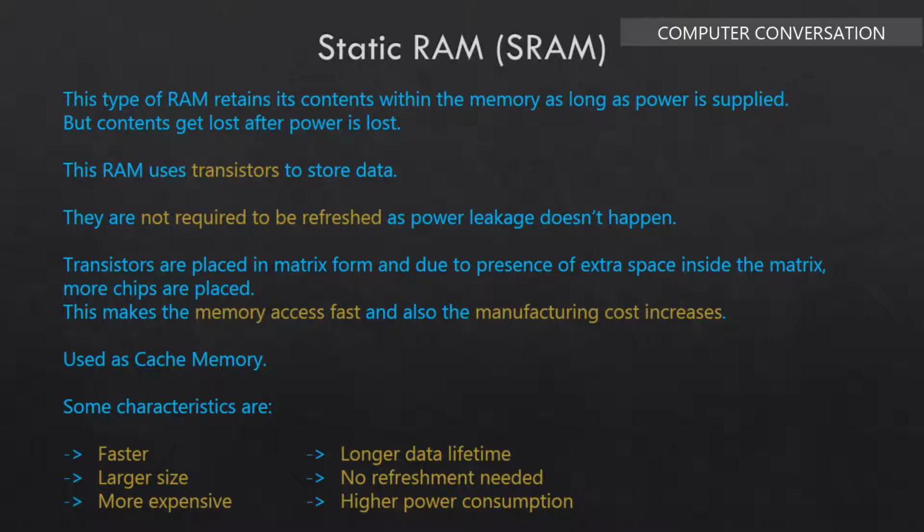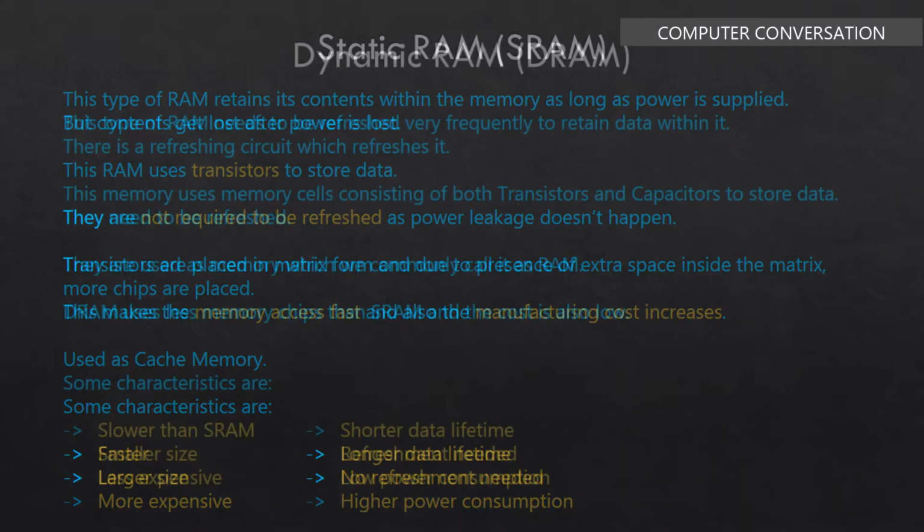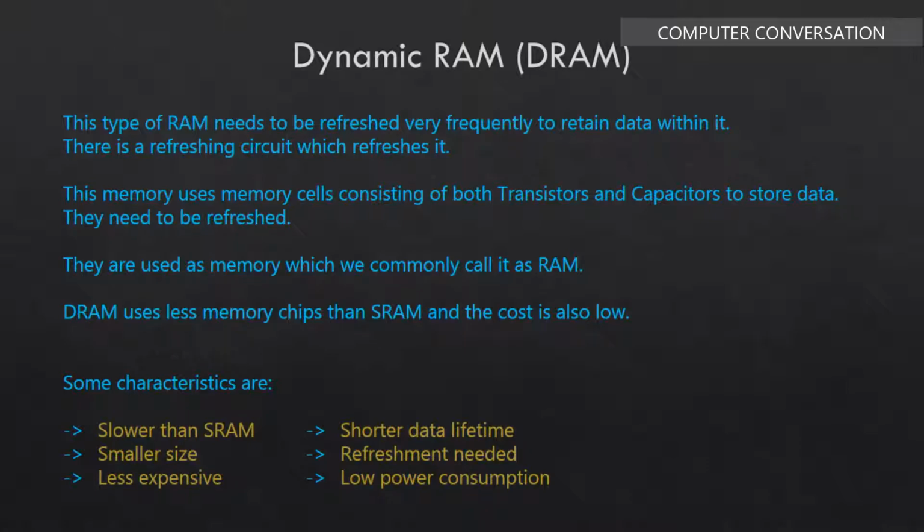Now let me discuss dynamic RAM or DRAM. This type of RAM needs to be refreshed very frequently to retain data within it. There is a refreshing circuit which refreshes it. This memory uses memory cells consisting of both transistors and capacitors to store data. And as capacitors do not hold data for long, they need to be refreshed. They are used as memory, which we commonly call RAM.